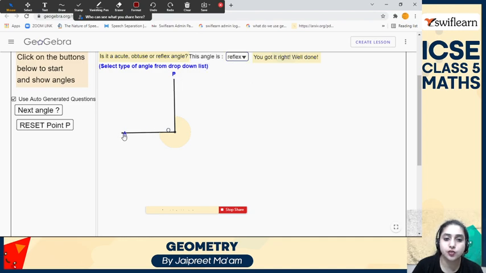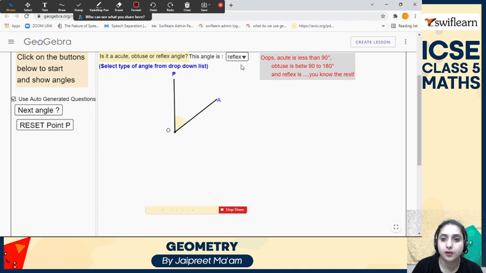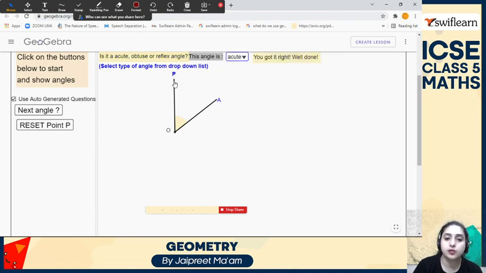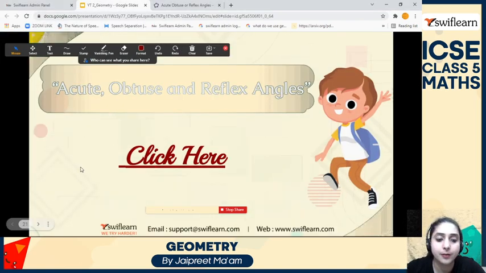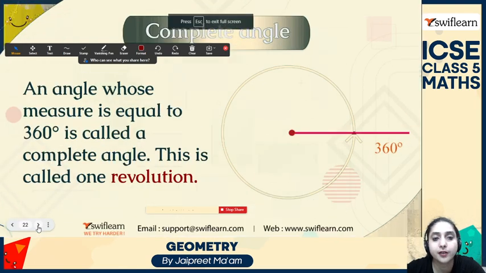Let's change it. Okay, so it's less than, it's acute angle, right? Okay, let's change it and let's make it 90. So it's not getting 90 option. So let's change it and let's make it obtuse angle. So this is making an obtuse angle. So this is how we can see different types of angles: acute, obtuse and reflex angles.